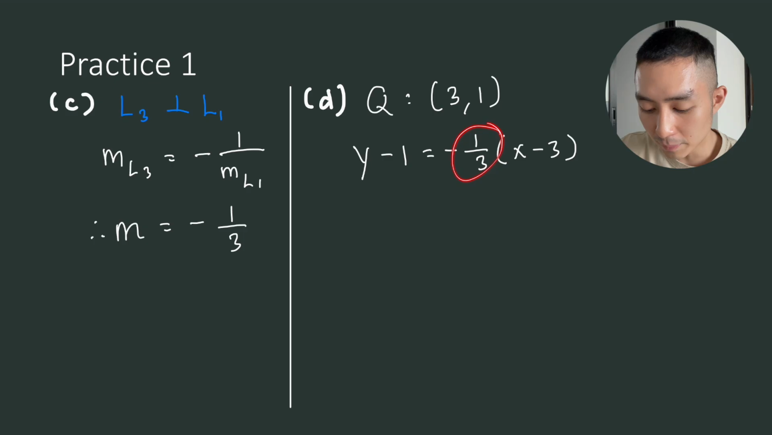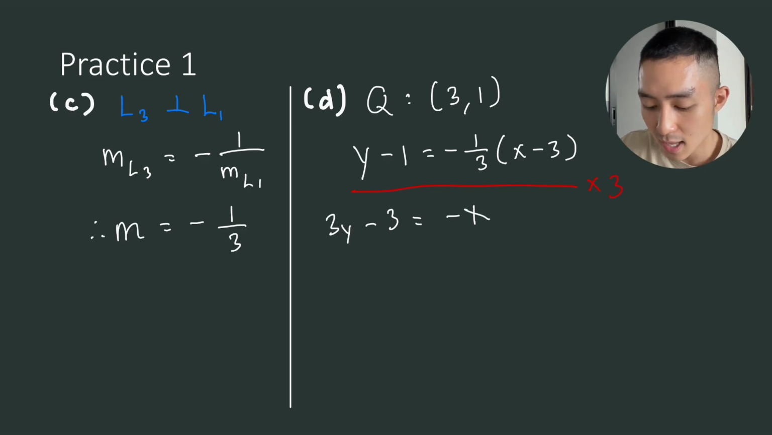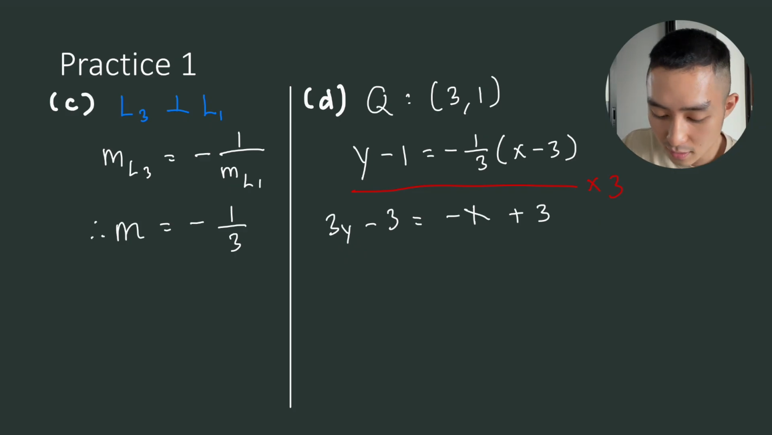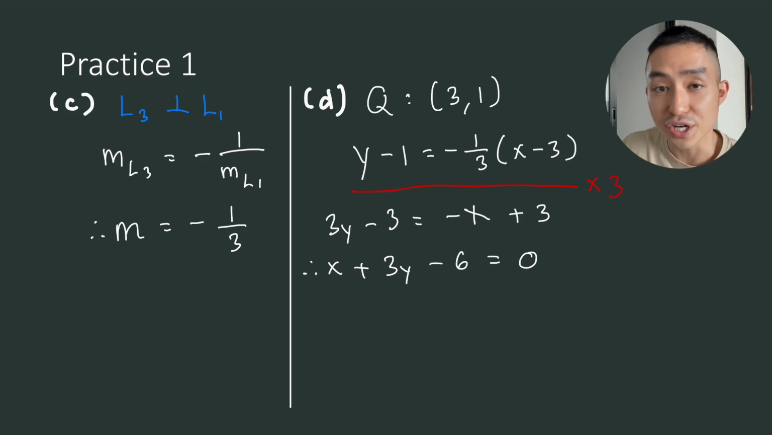As it is in fraction form, we can multiply everything by 3. So we get 3y minus 3 equals minus 1 multiplied by x, which will be minus x, and minus 1 multiplied by minus 3 is plus 3. So we arrange everything to be on the left side. So x plus 3y minus 6 equals 0, and that's our answer in general form.